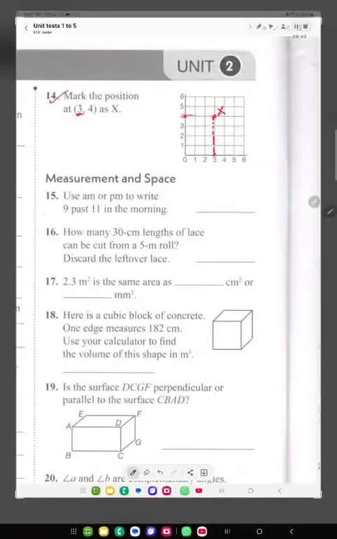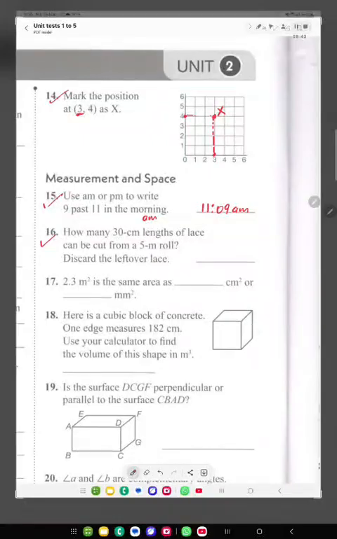Moving on to question 15 now. Use AM or PM to write 9 past 11 in the morning. Morning means AM, and it's 9 past 11. That means 9 minutes past 11. So 11:09 AM.